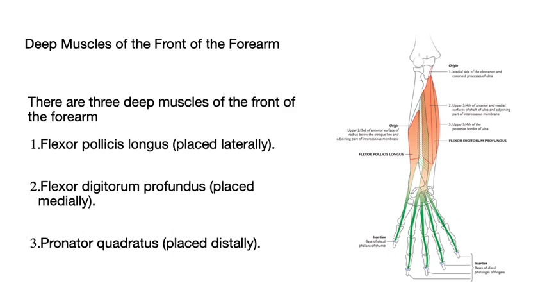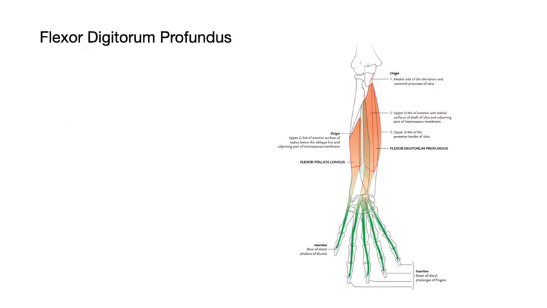The deep muscles are flexor pollicis longus, flexor digitorum profundus and pronator quadratus. Flexor digitorum profundus goes to the digits, and profundus means big. So flexor digitorum profundus is a big muscle of the flexor compartment which is going to the digits and it lies in the deeper layer.